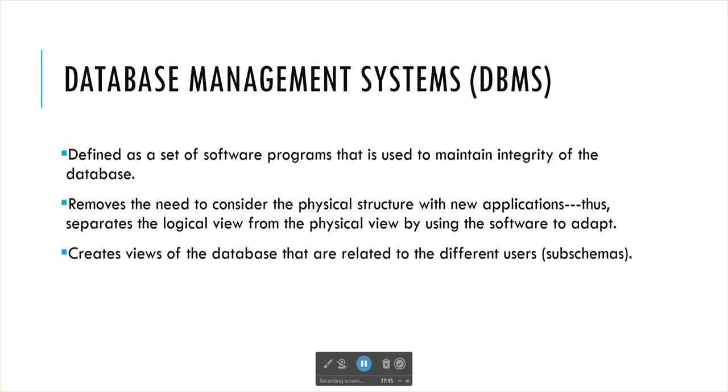Database management systems are the set of programs that help you maintain the integrity of the database. Because the database is a collection and things are related in a certain way, you're getting back to the notion of garbage in, garbage out. You want to protect it. You want to make sure it's right.